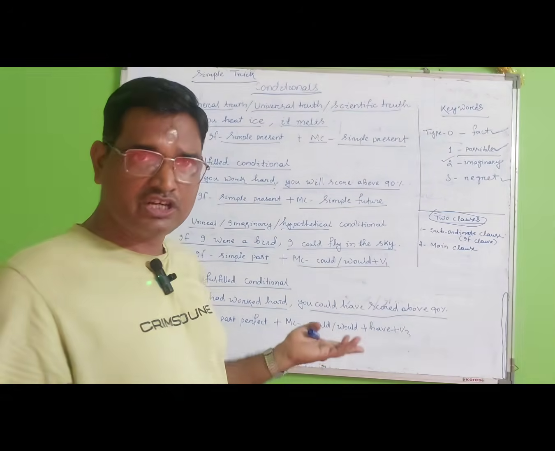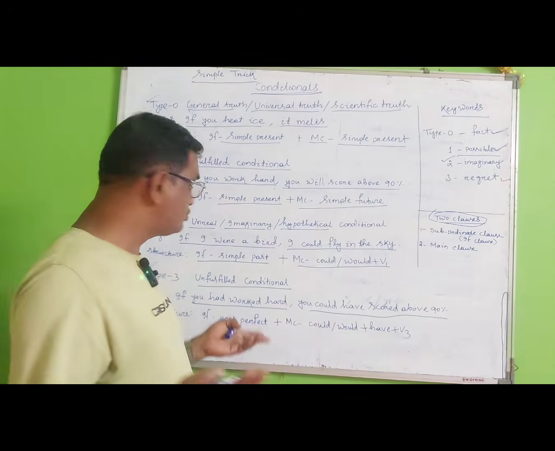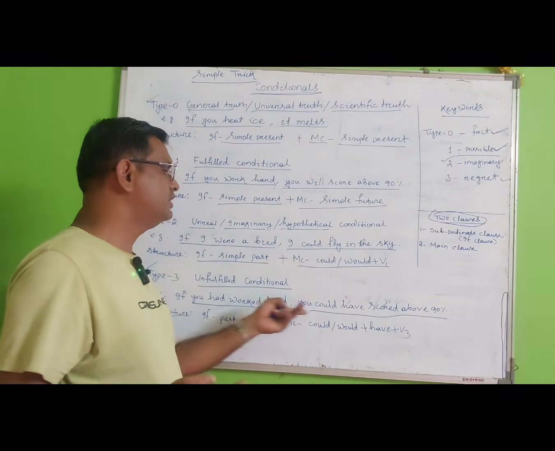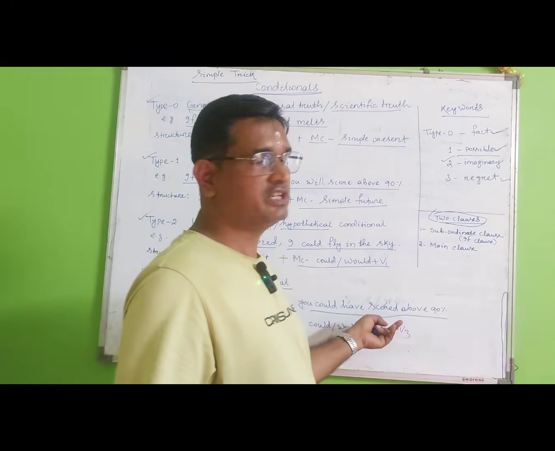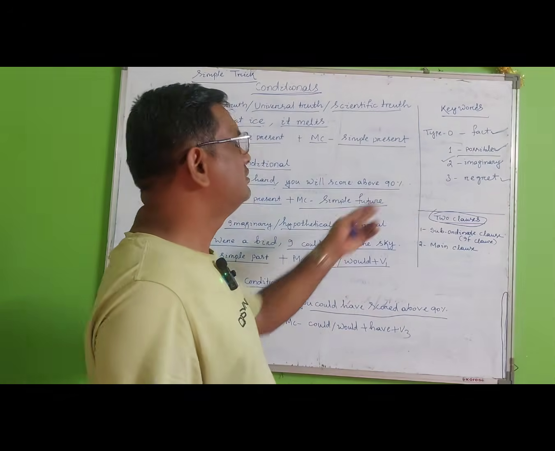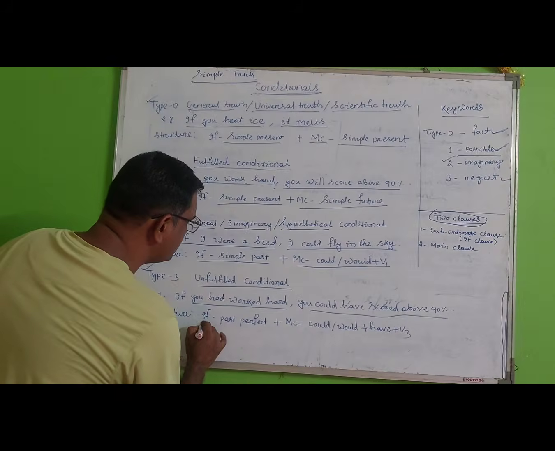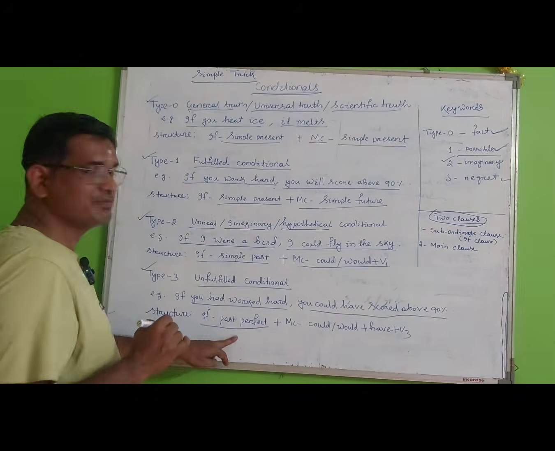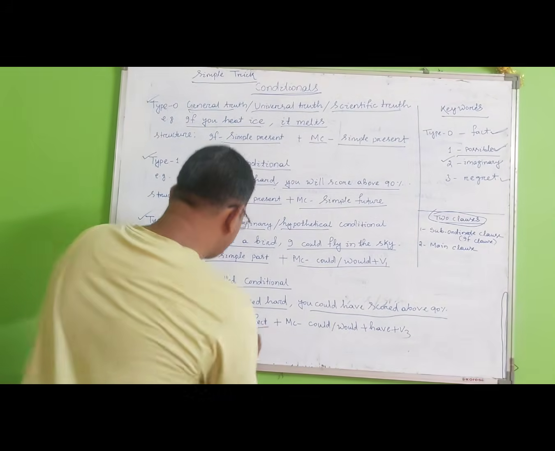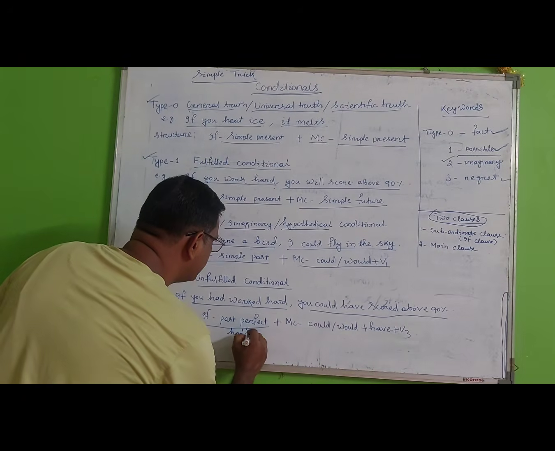Clear? Your father is telling you, your teacher is telling it to you: if you had worked hard, you could have scored above 90 percentage. That means it is only to regret, to repent. Clear? And what is its structure? You see, in the if clause, it is past perfect tense, and past perfect means had plus verb 3.